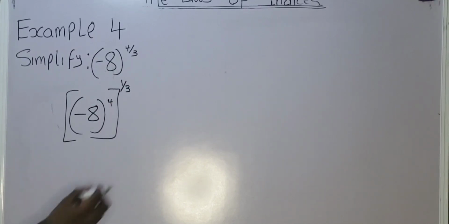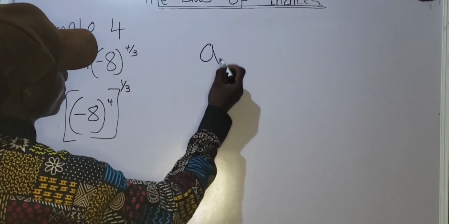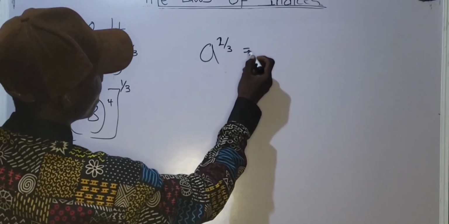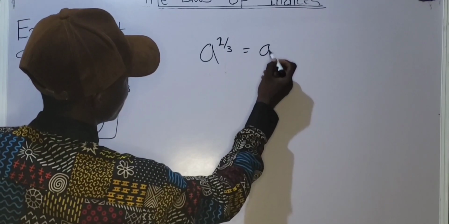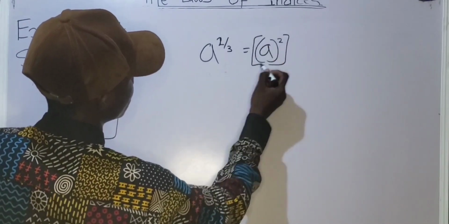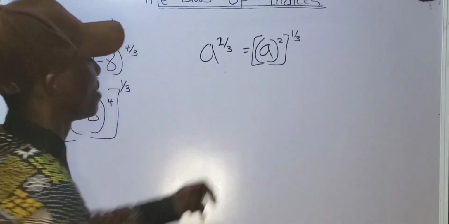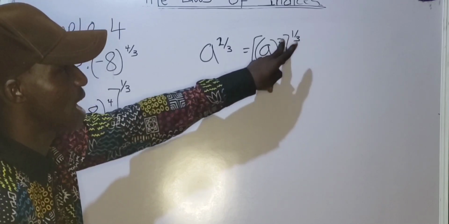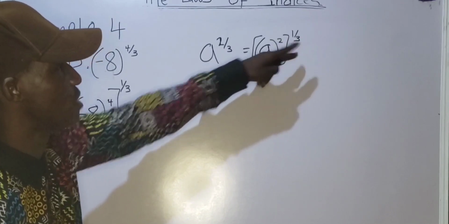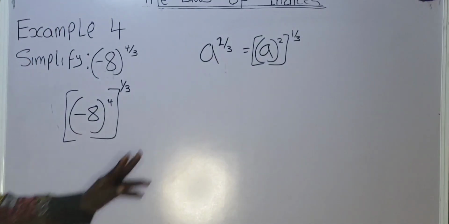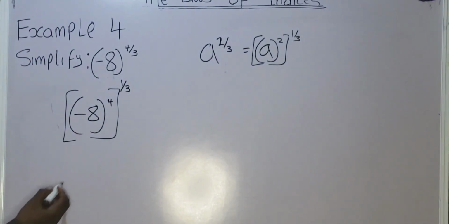Do you understand? If I have an expression as this, a raised to the power of 2 over 3, I can rewrite it as a raised to the power of 2, raised to the power of 1 over 3, because by the time I multiply these 2 by 1 over 3, I'm going to have 2 over 3, that is a raised to the power of 2 over 3. Do you understand? So now let us proceed.